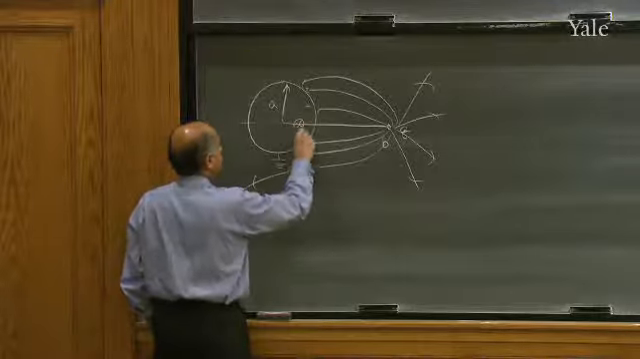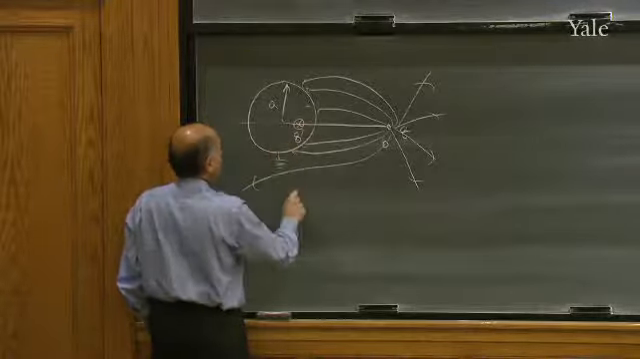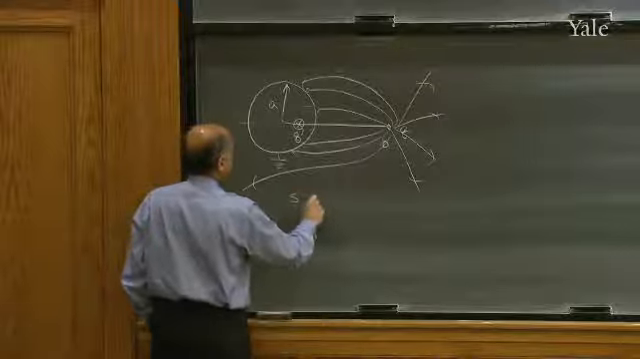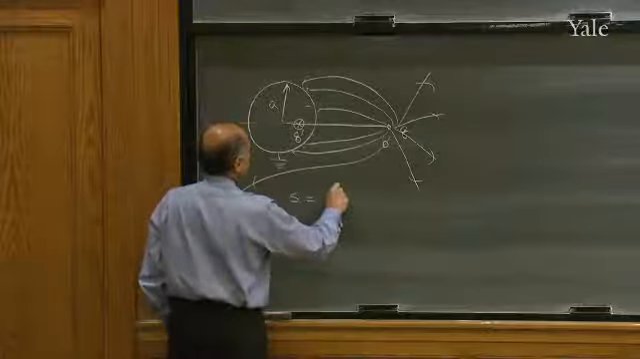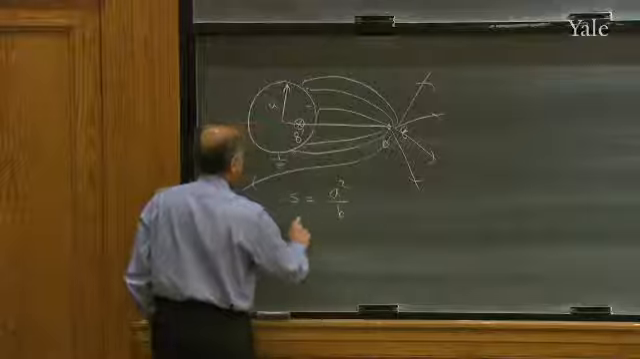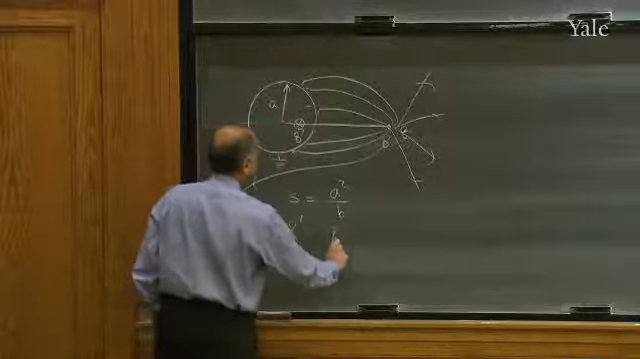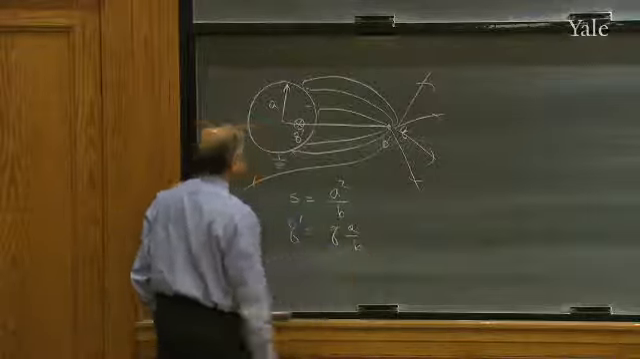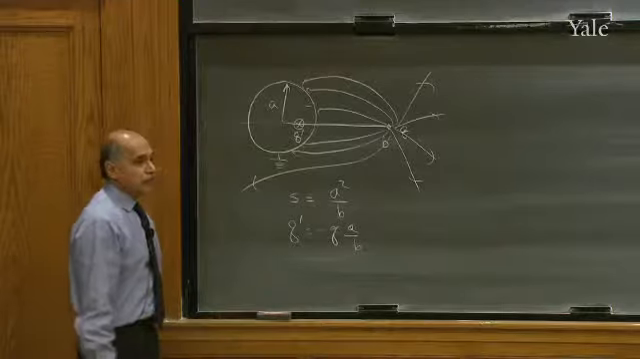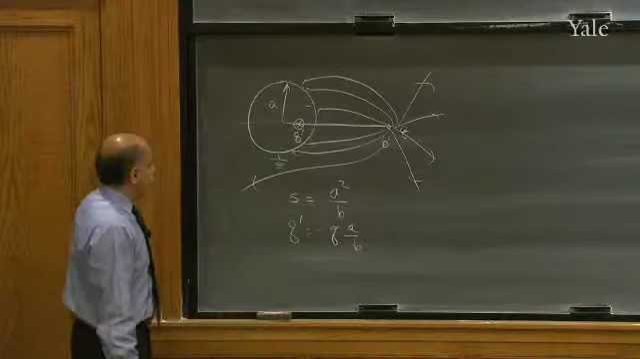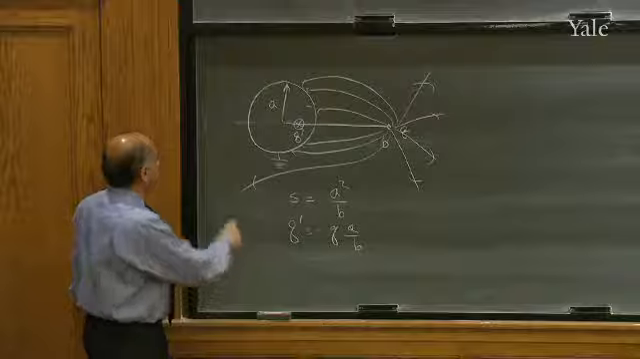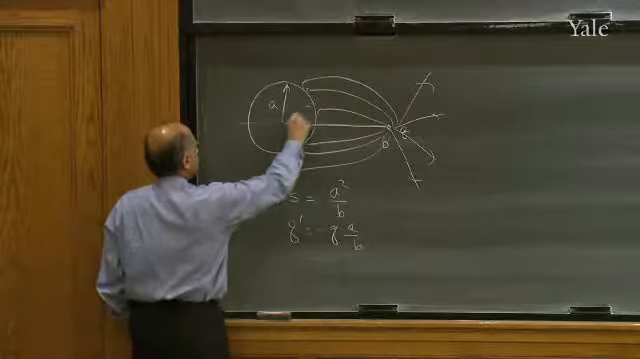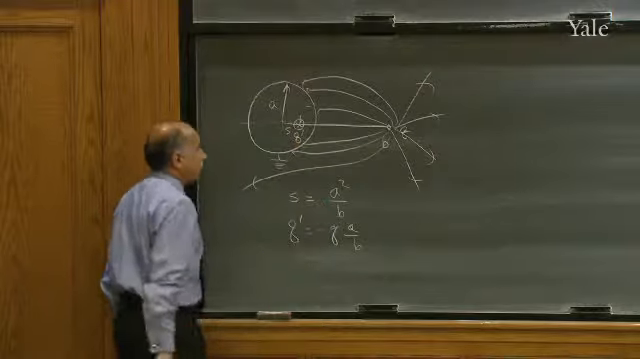If you put a charge q prime at a distance s, which is a squared over b, and the size of q prime is minus q times a over b. A over b is less than 1. So q prime is less than q, and it's at a distance s from the center, which is a squared over b.